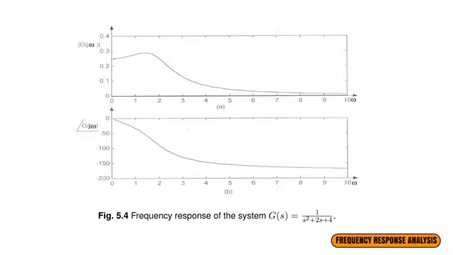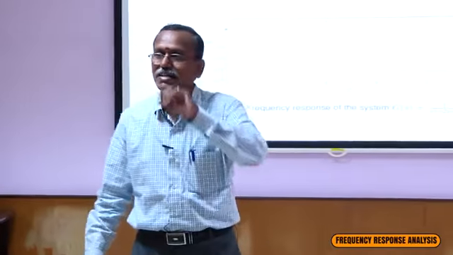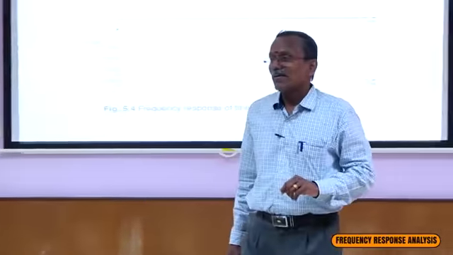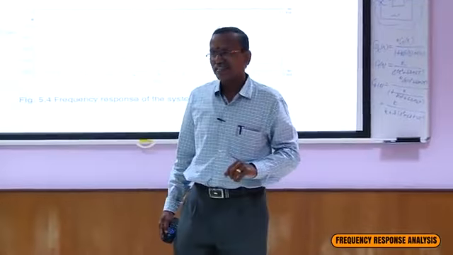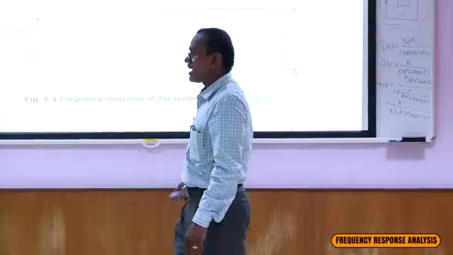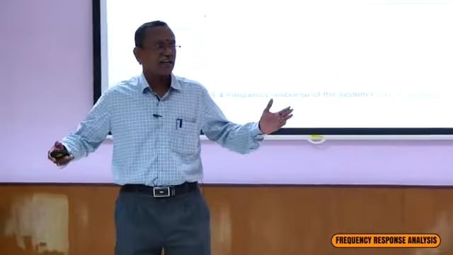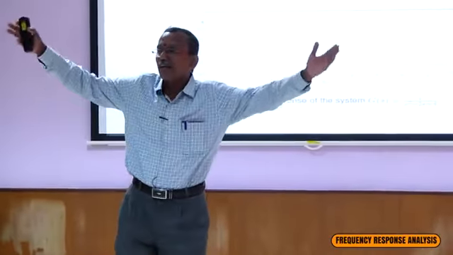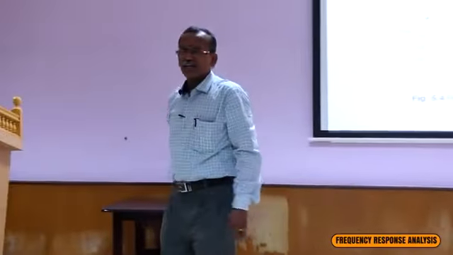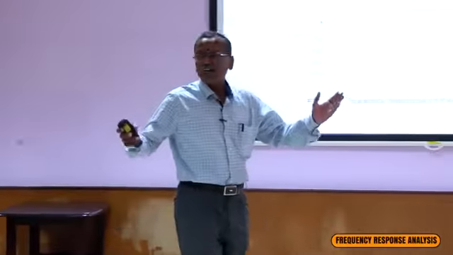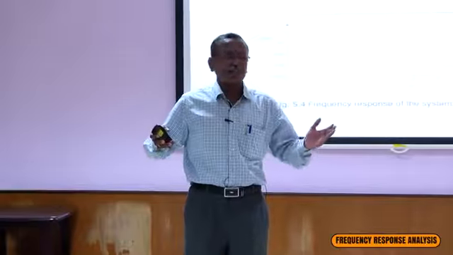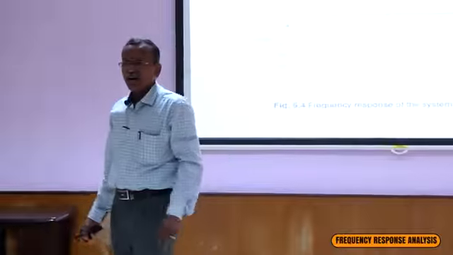Here we are taking the x-axis as omega, and on the y-axis the magnitude is plotted. Here the phase is plotted. This is called frequency response, but the x-axis is taken in linear scale. If you take it in linear scale, it is very difficult to accommodate a wide range of frequency. That's why the frequency is taken in logarithmic scale. If you take it in logarithmic scale, a wide range of frequency can be accommodated.